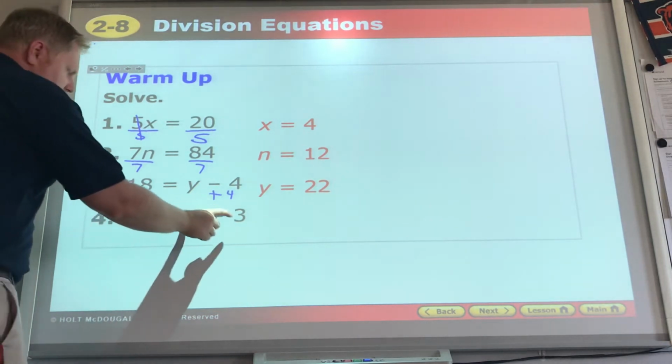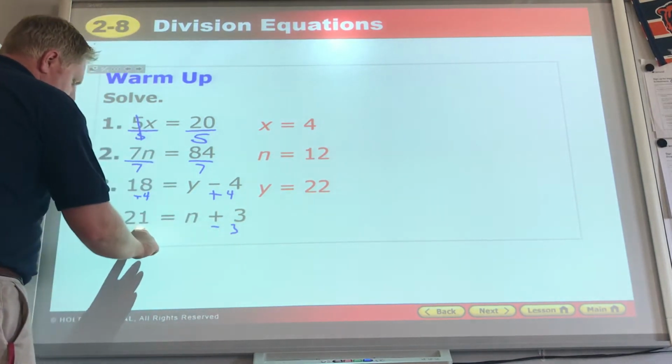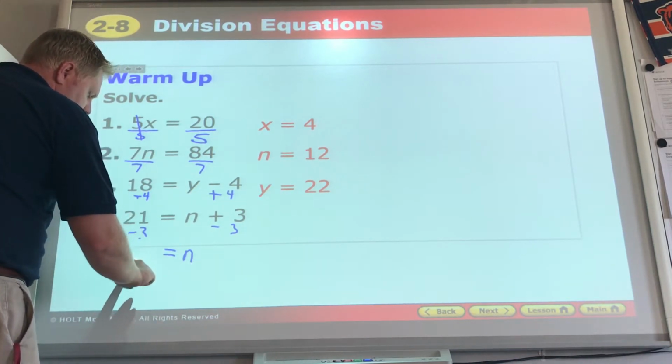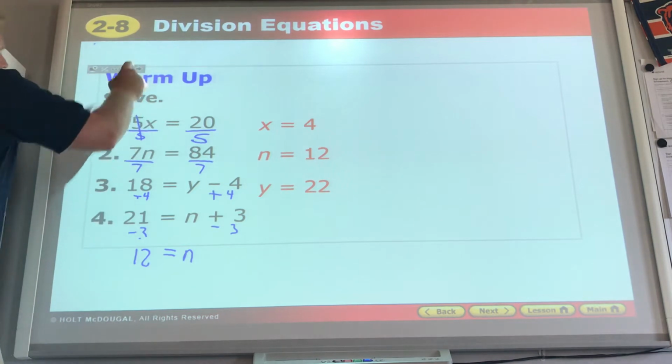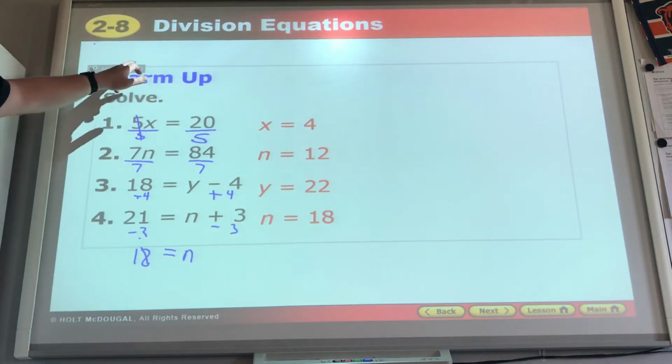We have subtraction here. We look at this side. We subtract 3. We subtract 3. And equals 18. That's a rehash of what we've done the last few days.